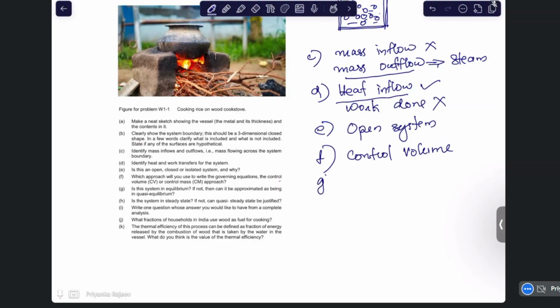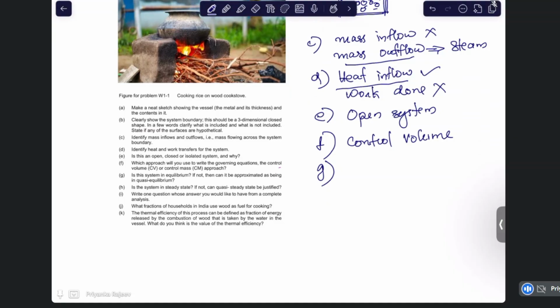Now, next question, is this system in equilibrium? If not, then can it be approximated as being in quasi-equilibrium? The system is not in equilibrium, because continuous heat transfer and boiling and everything is happening. So not equilibrium. If temperature and pressure changes are very slow, then we can approximate it as quasi equilibrium for sure.